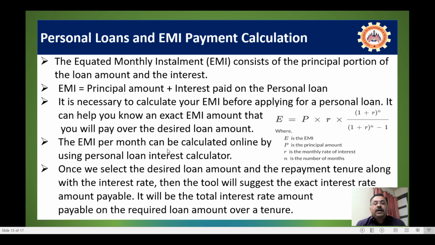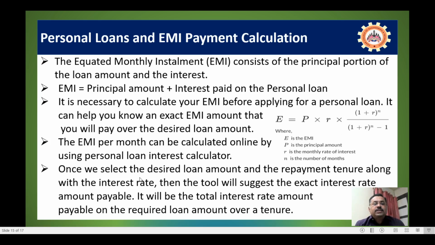The EMI per month can be calculated online by using a personal loan interest calculator, because every personal loan interest calculator will be there, where you will be feeding the amount that you have taken, the time period and the interest rate. That automatically will calculate. There is a calculator for that, but anyway, there is a formula also which is being given here, and let us see that.